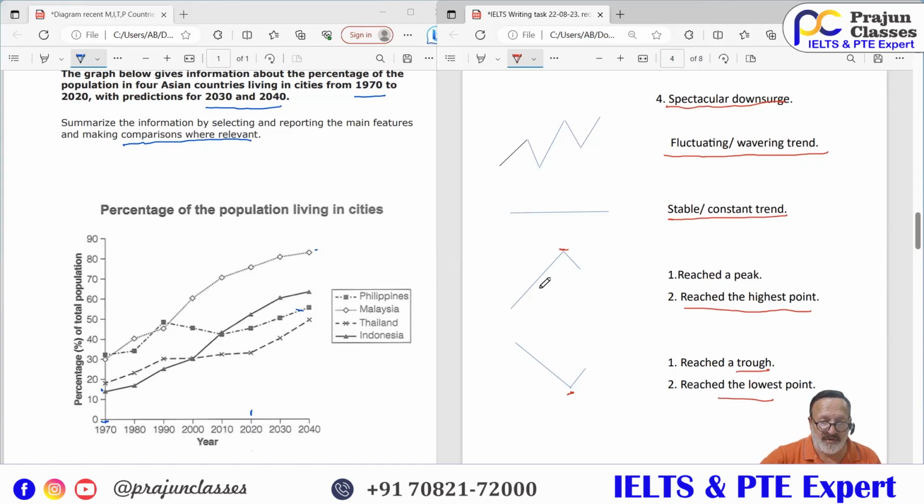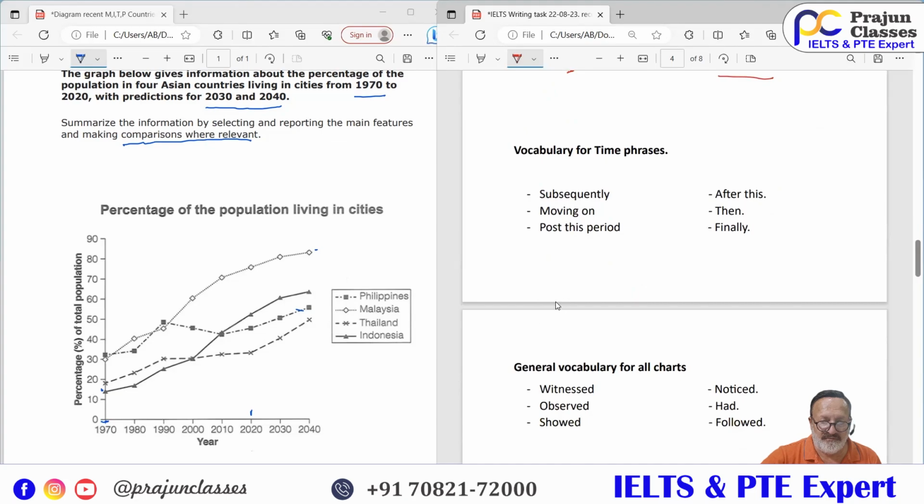So now I wish to tell you the vocabulary for time phrases, because in a line chart you always have these years. When you're moving from this to upper years, you have to use some time phrases. One is subsequently, then moving on, post this period, after this, then finally. You can use three or four of them, not just one. These will be counted as your linkers in coherence. So in a line chart, apart from using the other ones like in contrast, you can use these.